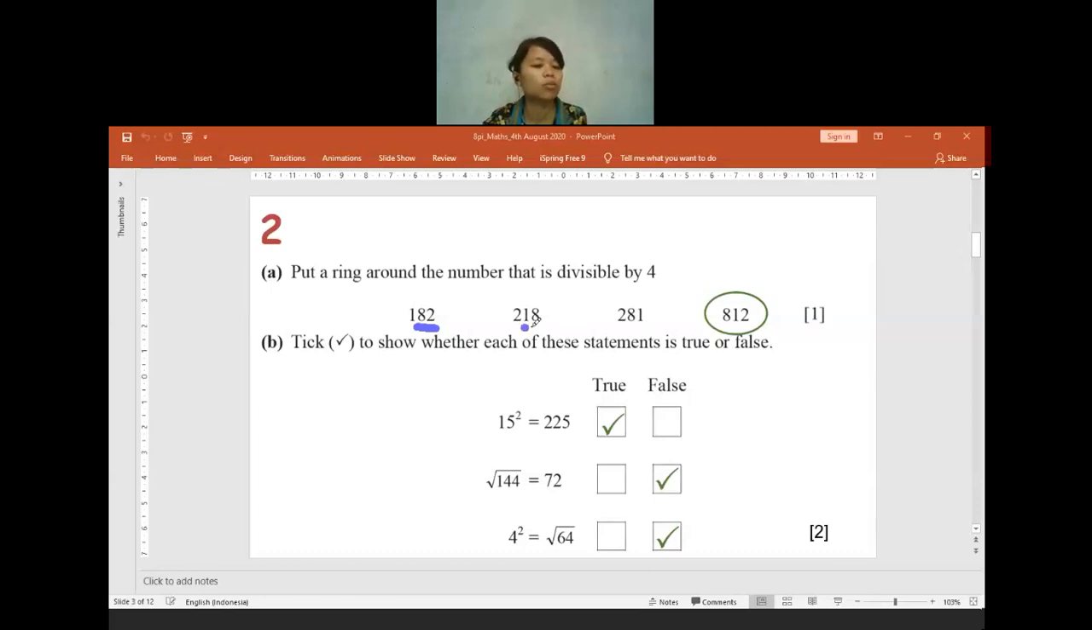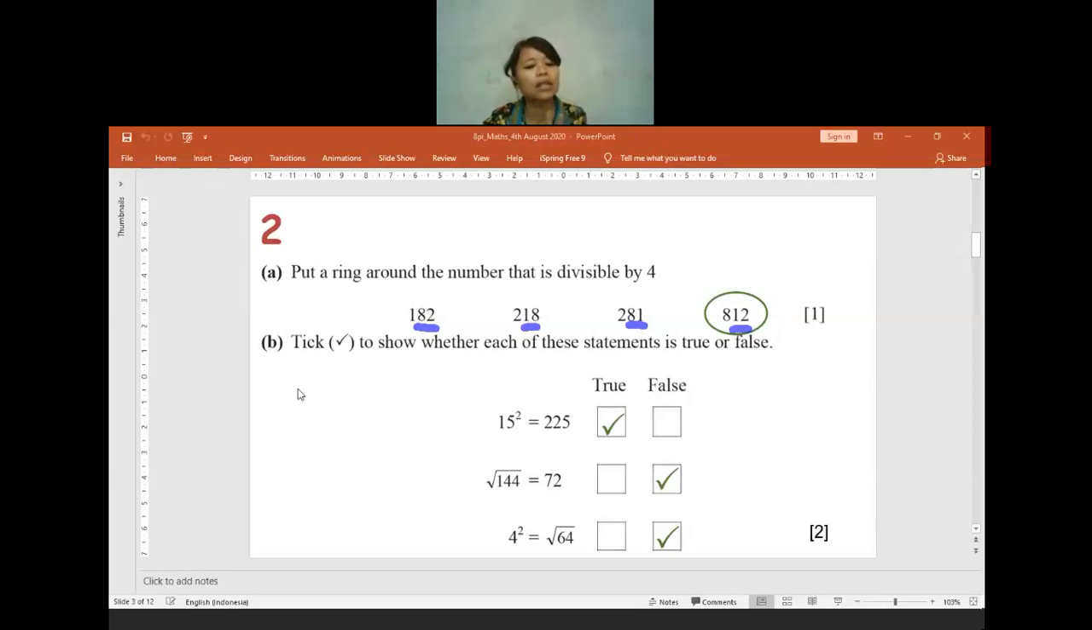18 is not a multiple of 4, so it's not divisible by 4. 81 is not a multiple of 4, so it's not divisible by 4. 12 is a multiple of 4, that's why I put a circle at number 812. So the answer is only 812.